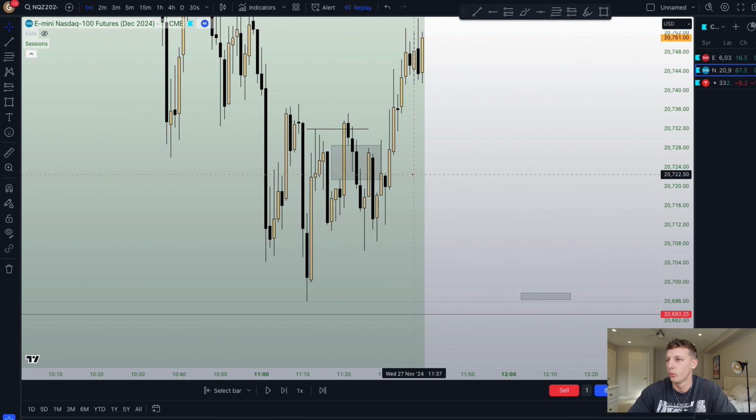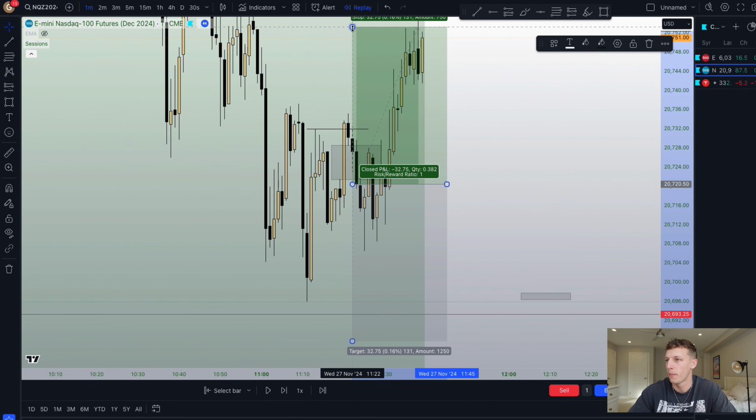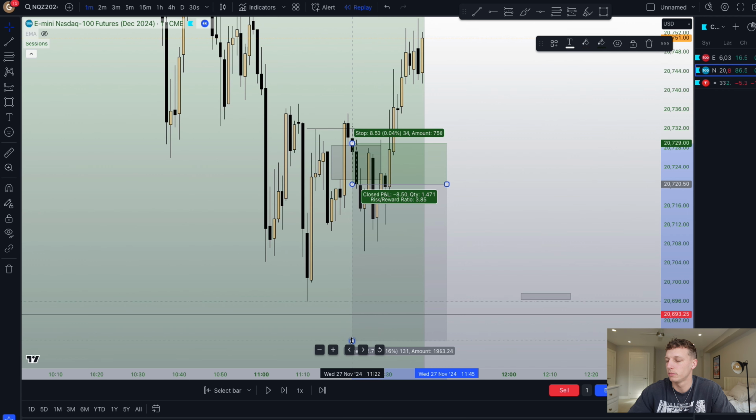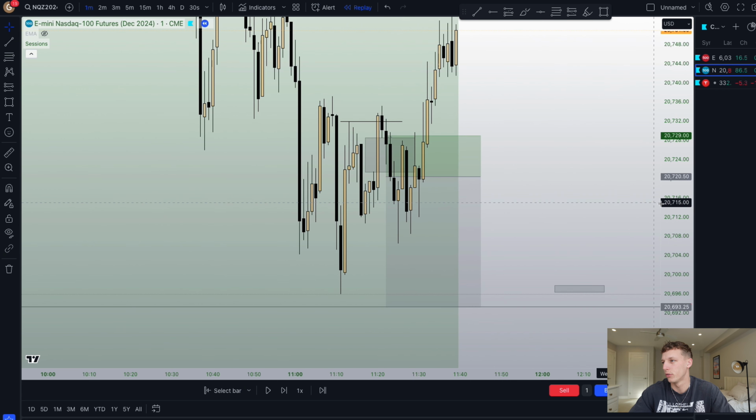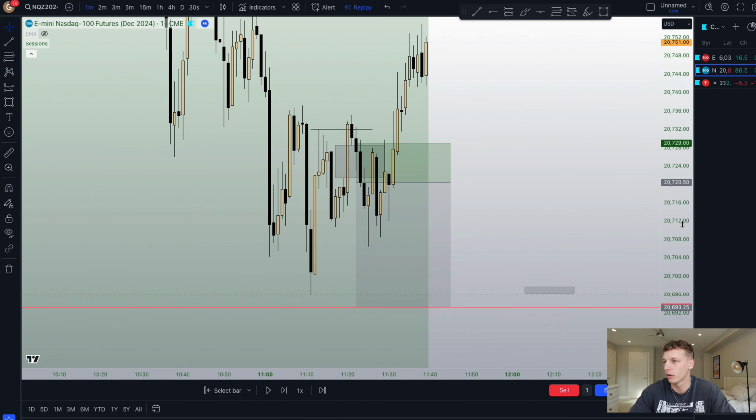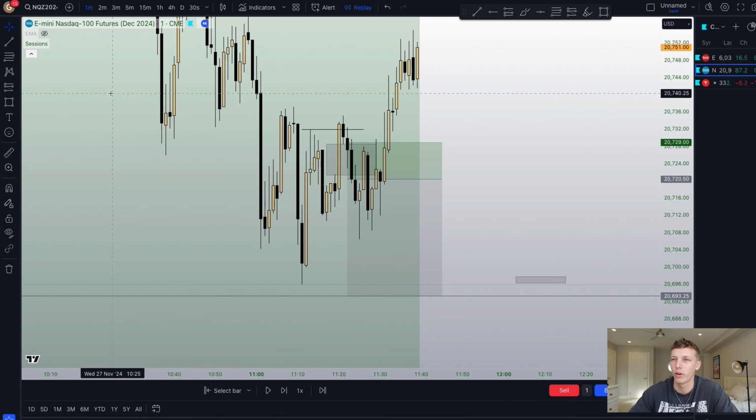Liquidity sweep. We close back below with quite a bit of speed. I enter right here. And again, targeting these lows. So my entry goes right here. Stop above this gap. And I'm targeting these lows. So this would have been about a 1 to 3 risk to reward. Again, pretty good risk to reward there. I'm willing to hop in a trade like that.